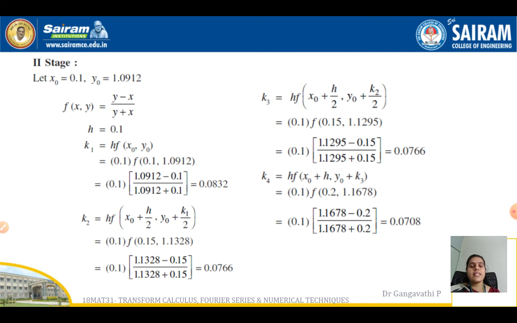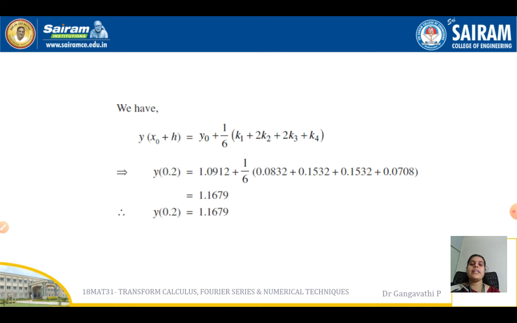So we have to evaluate stage 2. As I said earlier, the initial values of stage 2 will be from stage 1. So your x0 value is 0.1 and y0 value is this. The function remains the same. h is 0.1. For k1, write the formula, make a substitution and evaluate it. For k2, write down the formula, make a substitution, evaluate it. K3 and k4, similarly you have to evaluate, and substitute all those values in the final formula, and the answer is going to be 1.1679.